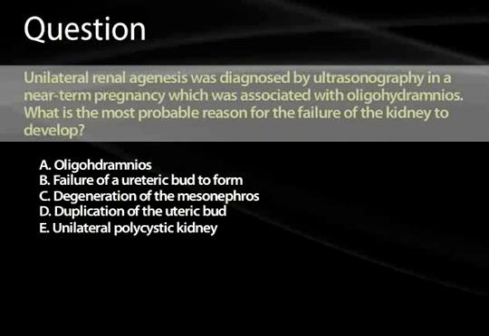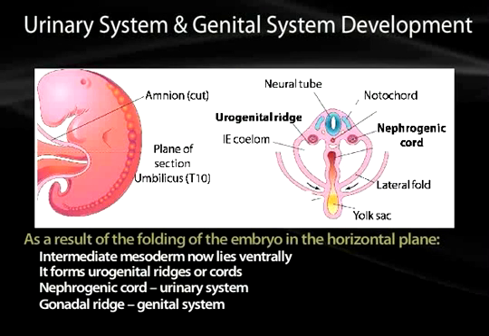If you're thinking of oligohydramnios, well, the oligohydramnios is a symptom of the kidney not developing, not a cause. Degeneration of the mesonephros is a natural occurrence. The duct can be used again, but the mesonephros essentially in the male will get used in the testicle. The duplication of the ureteric bud is a simple splitting of that duct, and the unilateral polycystic kidney is an autosomal disease.